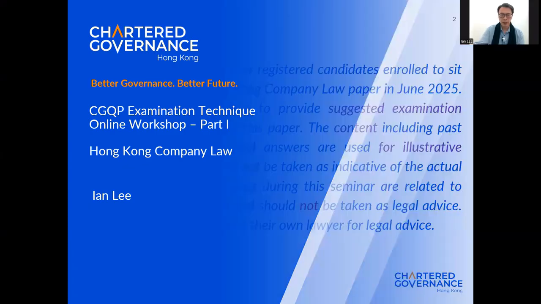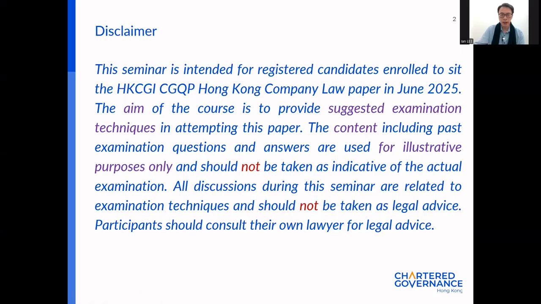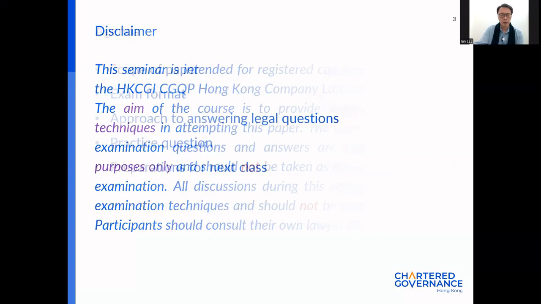Before I begin, just some disclaimer. The aim of this workshop is exam technique for the upcoming Hong Kong Company Law paper. We will be going through some of the past exam questions for illustrative purposes only, so it's not to be taken as indicative of the actual exam. In other words, I do not know the content of the upcoming exams, so I'm just using the past exam questions for illustration purposes. That's the main thing I want to say.